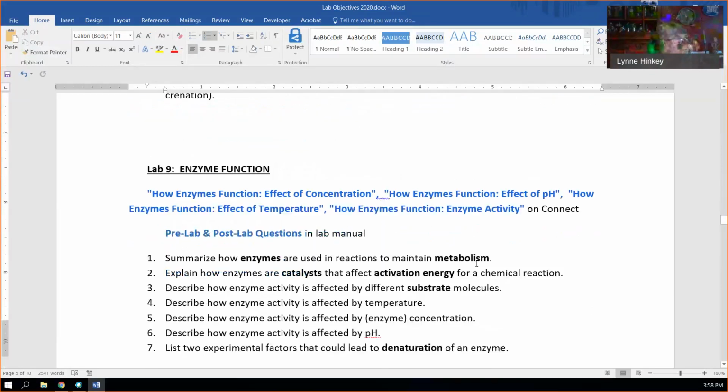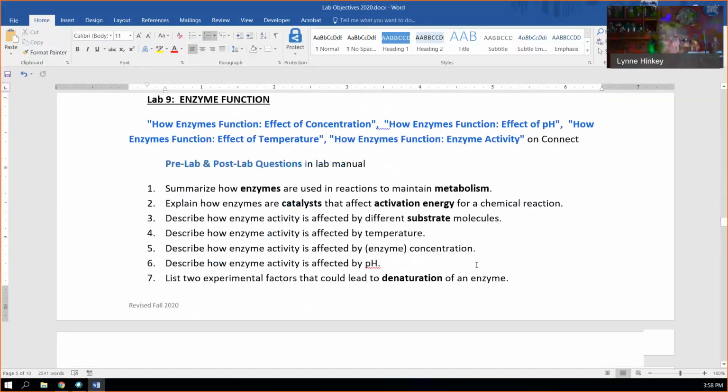All right, and then our last lab that will be covered on the exam is enzyme function. So far the quizzes look good. Everybody's doing well on this.